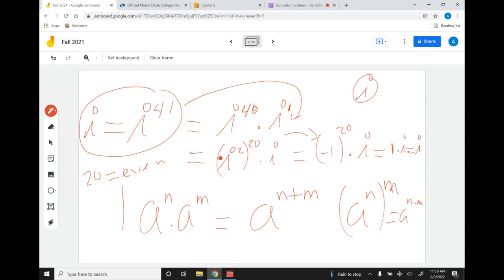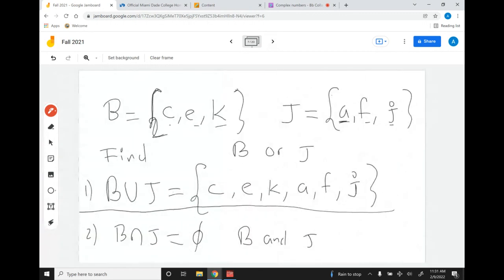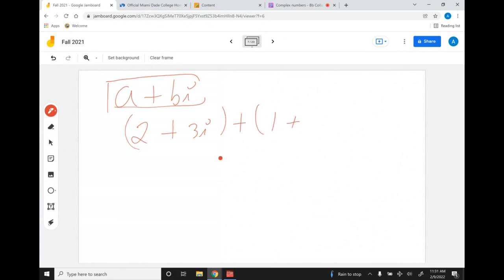These are the exponent rules that you have to remember. Now that we know what i is, we can do the following. Let's say that I give you a number. Remember that our goal is to write them in standard form. And I say, okay, here's a number: 2 plus 3i added to 1 plus i.